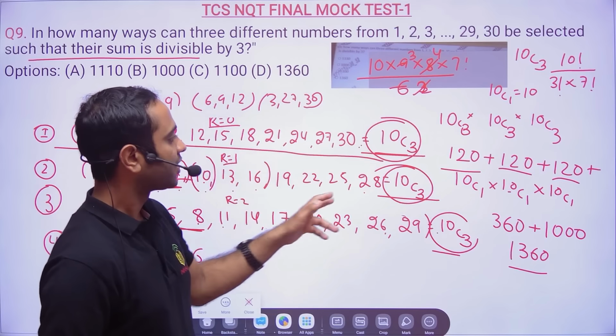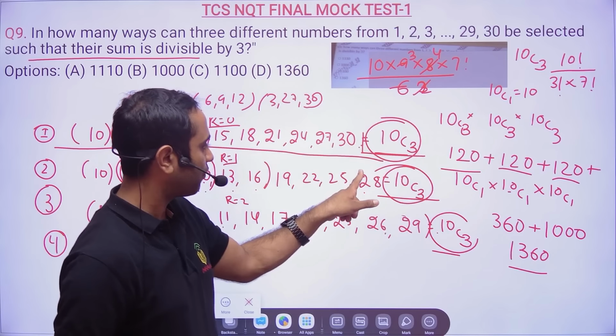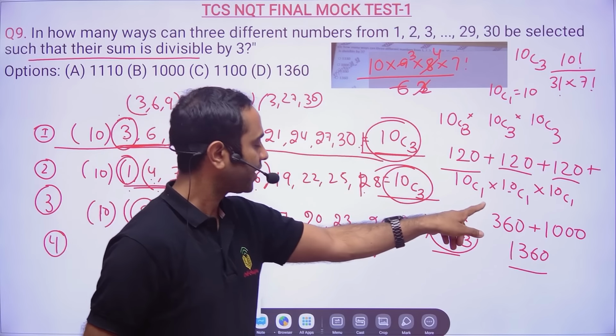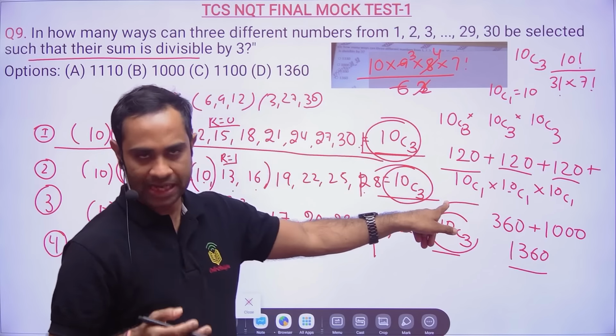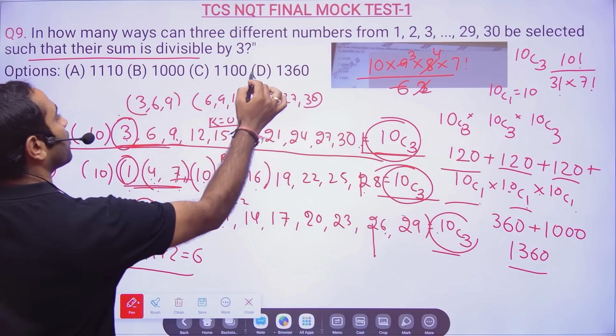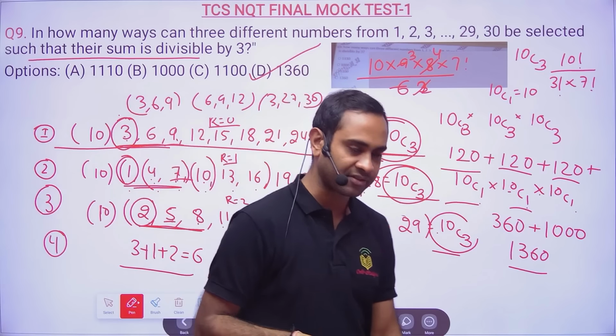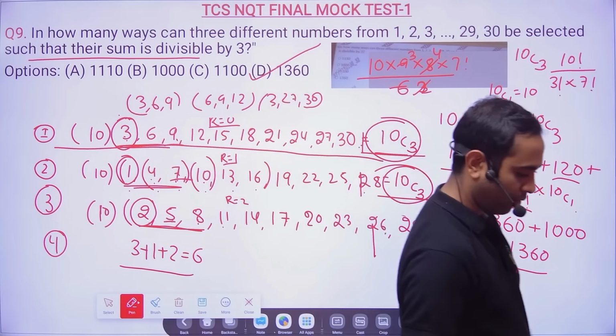Okay, then here what we did: 1 we took from here, 1 we took from here, 1 we took from here. So any one out of 10 you can take, any one. In total 3 we have to select, so that is the reason we have used multiplication. 1360, this was a very good question. Option D will become the correct answer for this particular problem, right? I hope you are able to understand. So this was a good question.